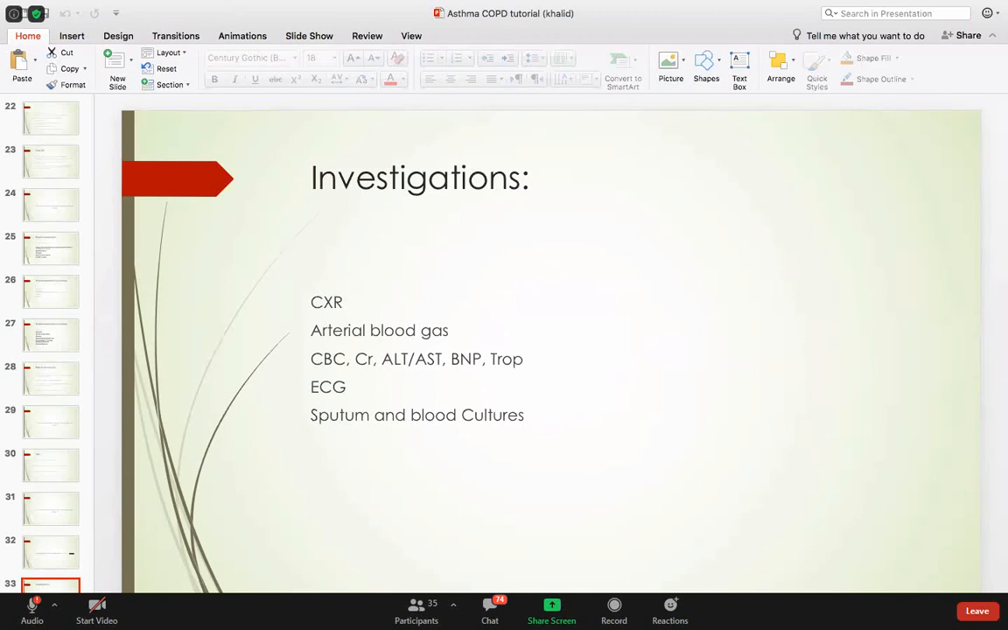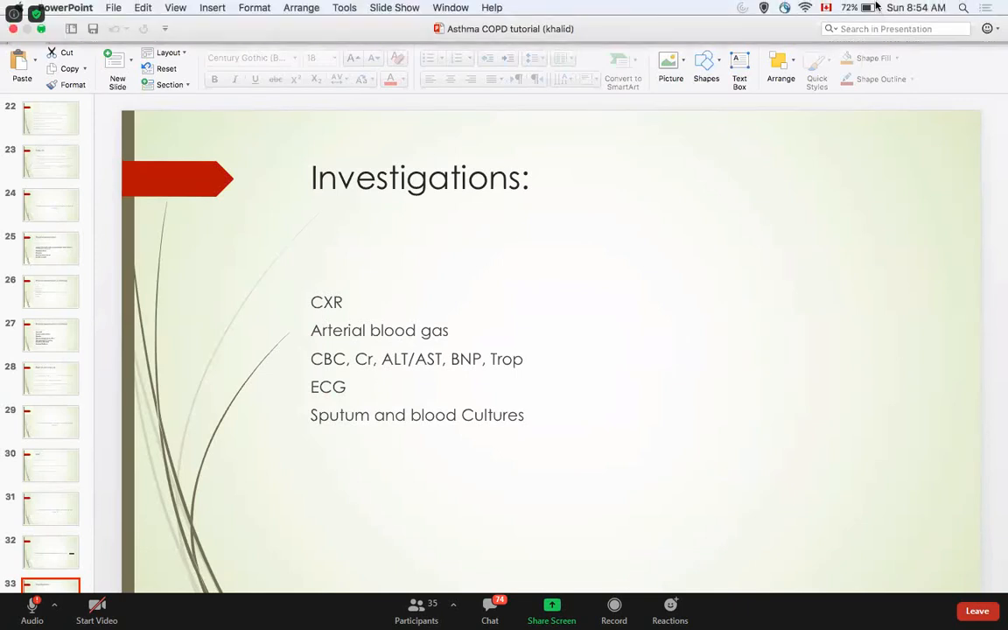Arterial blood gas. What are we looking for in the arterial blood gas, guys? Come on, guys. I need your help. Excellent. Respiratory acidosis from CO2 retention. Excellent, excellent. So we'd expect the CO2 to rise.